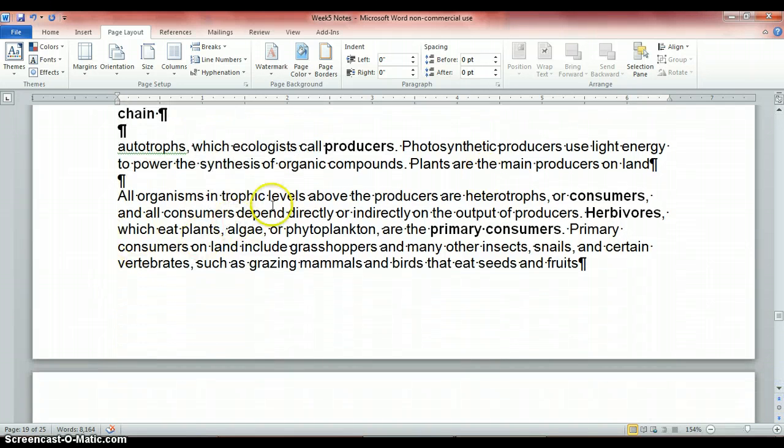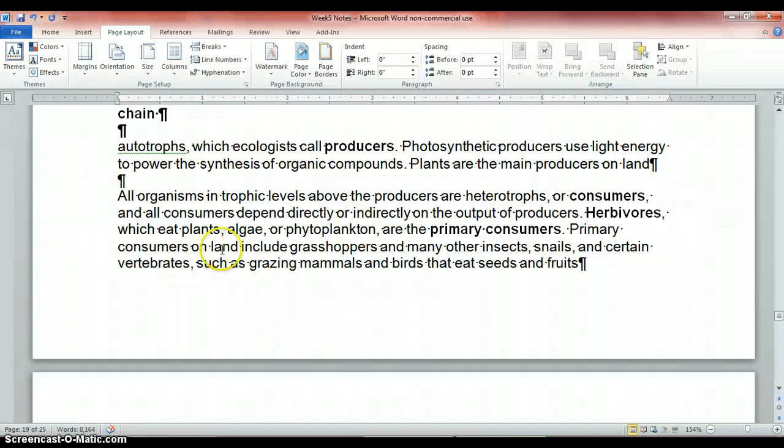Okay, all organisms in trophic levels above the producers are called heterotrophs, or consumers, and all consumers depend directly or indirectly on the output of producers. So I can't produce my own energy, so I'm going to be a consumer. Herbivores eat plants, algae, phytoplankton, and are primary consumers. We can get more specific. You have frugivore, herbivore, or omnivore, which would eat meat too, right? So different types of vores.